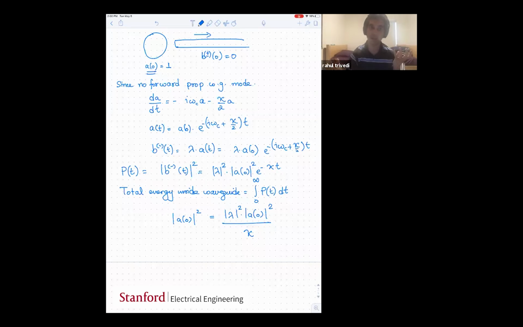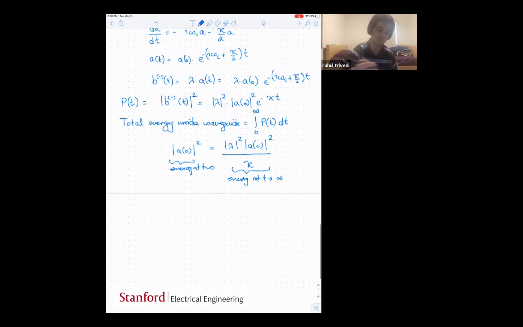And these two have to be equal because the total energy in your cavity plus total energy in your waveguide at any instant of time should be constant. It should be conserved. So at t equal to 0, there was no energy in the waveguide. All the energy was inside the cavity. So this is the energy at t equal to 0. And this is the total energy at t tending to infinity, after the cavity amplitude has completely decayed into the waveguide mode, right?